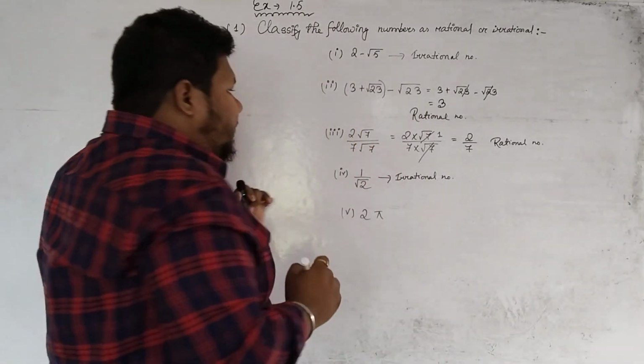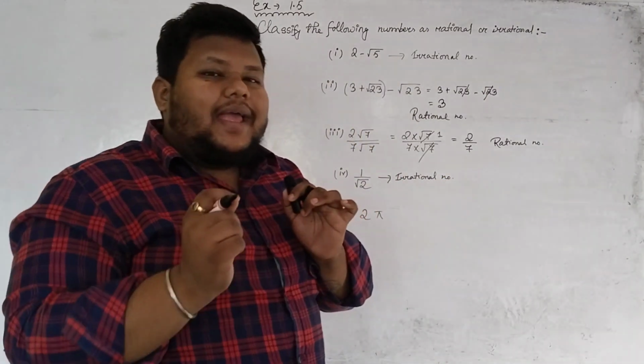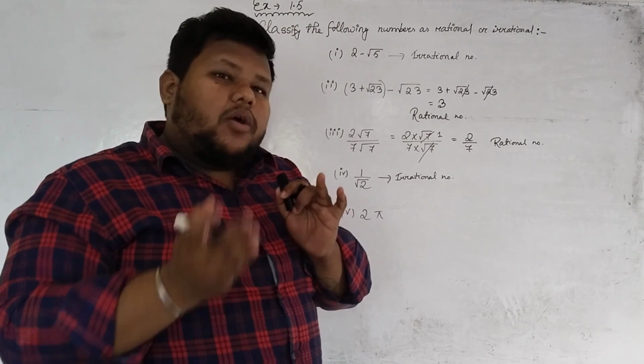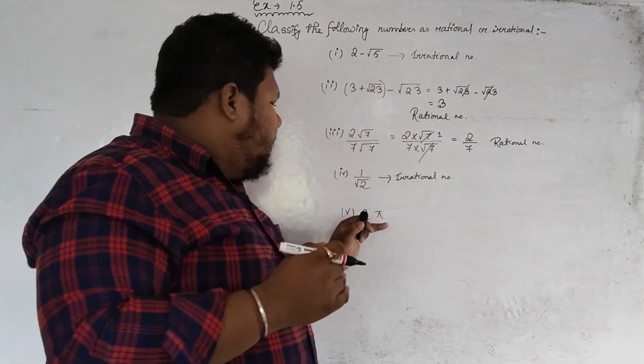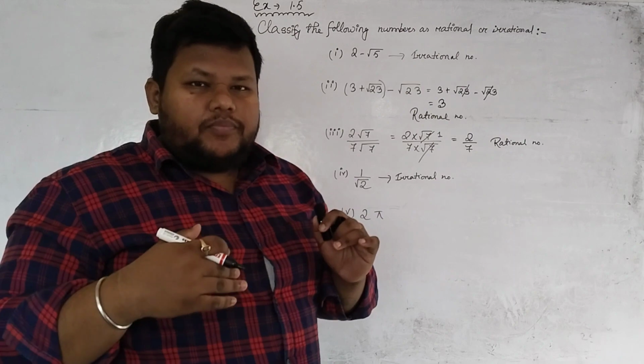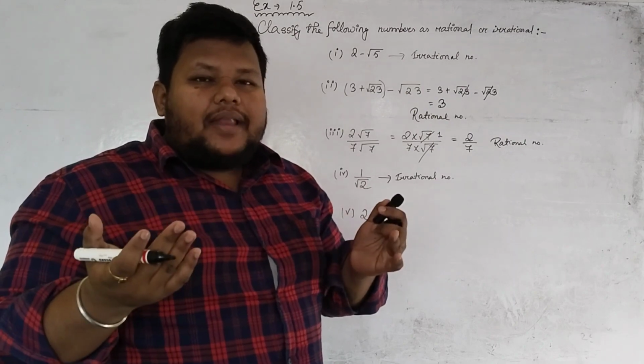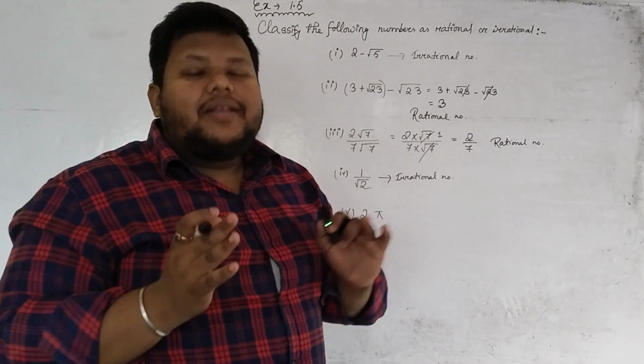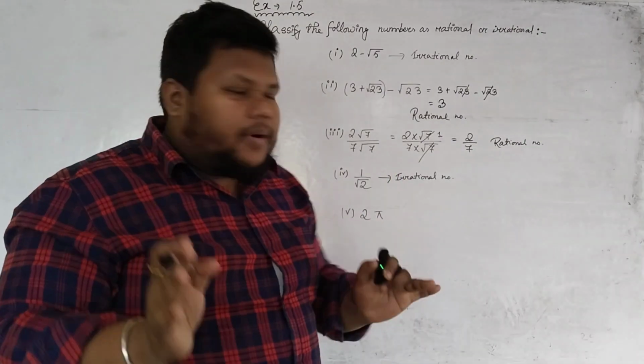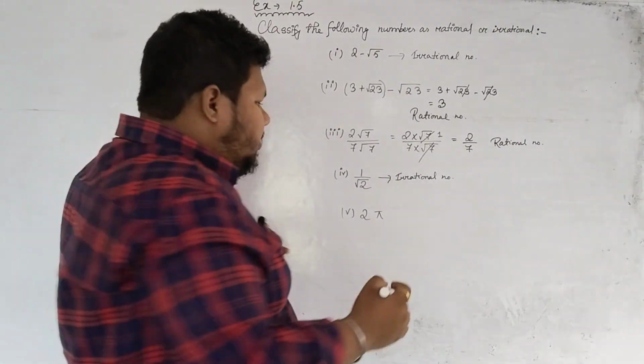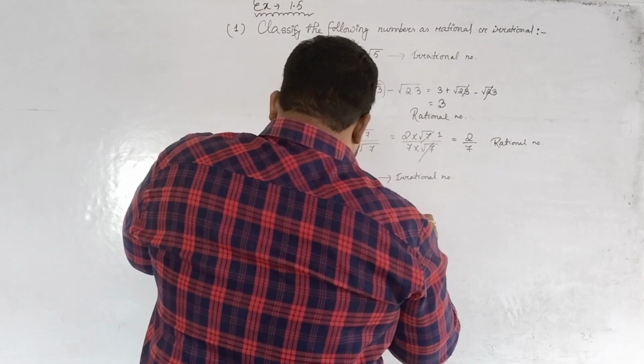Last question, 2 pi. As we know, pi is always an irrational number. Now 2 is a rational number and 2 is multiplied with this pi. Whether it is multiplied or divided, it doesn't matter. Since pi is an irrational number, your answer will be what? Irrational number.